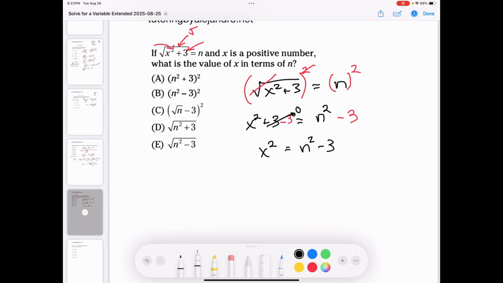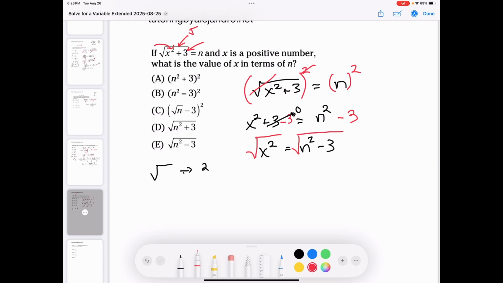Okay, now we're left with the square term. So we said that the opposite of square root is squaring, which means if I want to get rid of a squared term, what I have to do is apply square root on both sides. Okay, so I'm applying square root here, and I'm applying square root here.